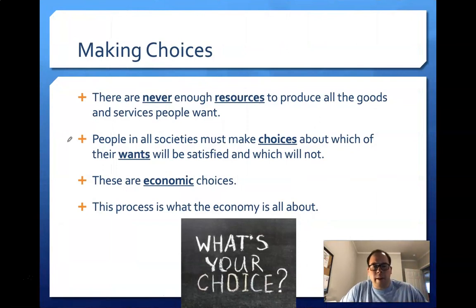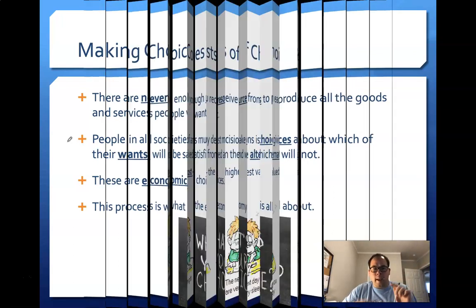So there are never enough resources to produce all of the goods and services that people want. People in all societies have to make choices about which of their wants will be satisfied and which will not. We're going to call these economic choices. And this is really what defines your system of economy. If we were answering these questions that I'm about to ask you in a different country, we would have different answers for them. They're not all the same.